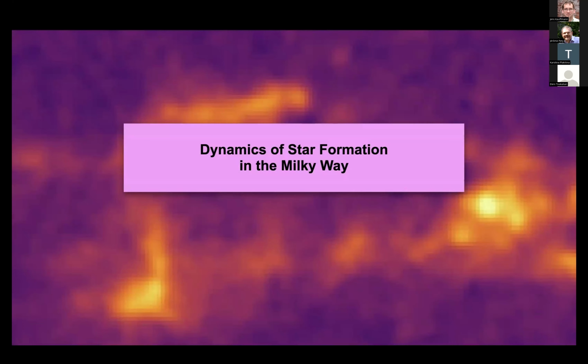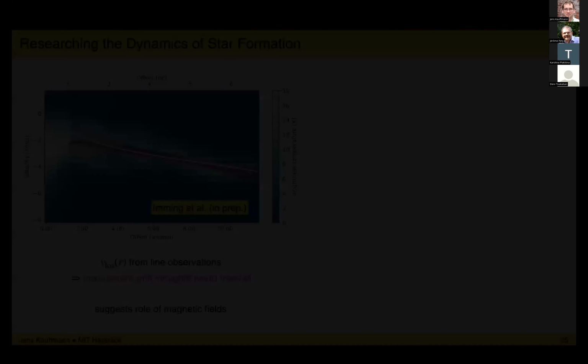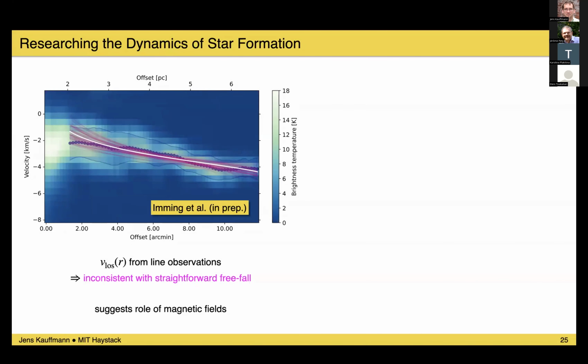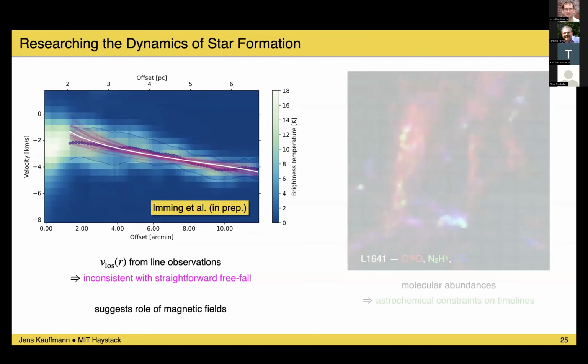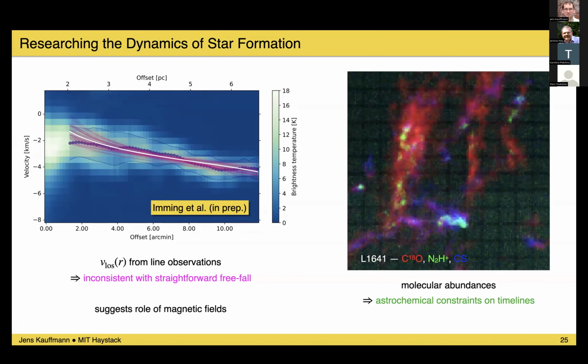Just very brief. Obviously, we are not only pursuing extragalactic research, but we're also pursuing the dynamics of star formation in the Milky Way, where you can study kinematics of star-forming gas that tells you something about infall motions. And then we also have molecular abundances that tells you something about the timeline of star formation from astrochemistry. And I'm not going to go into that.